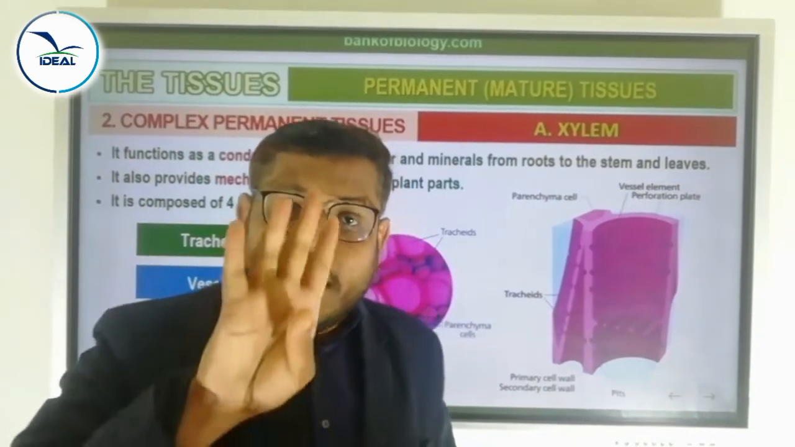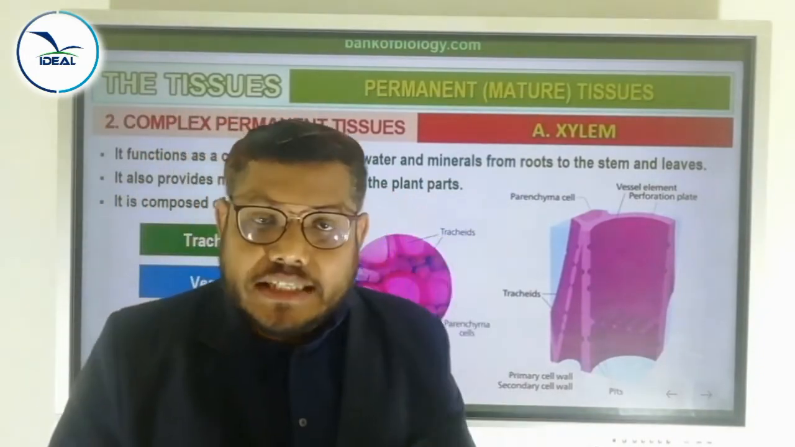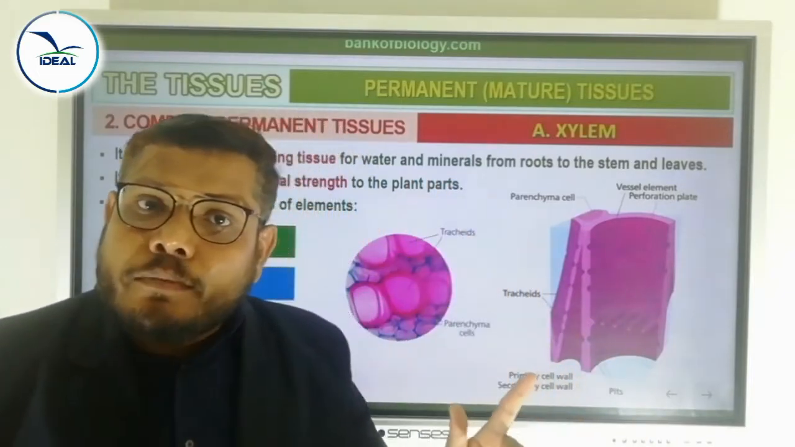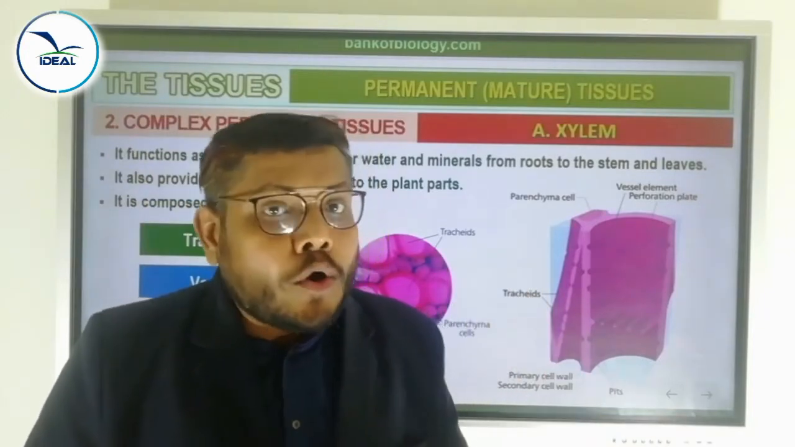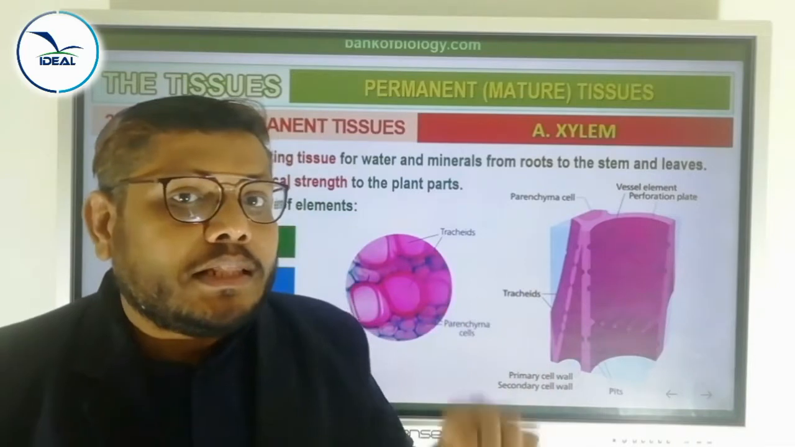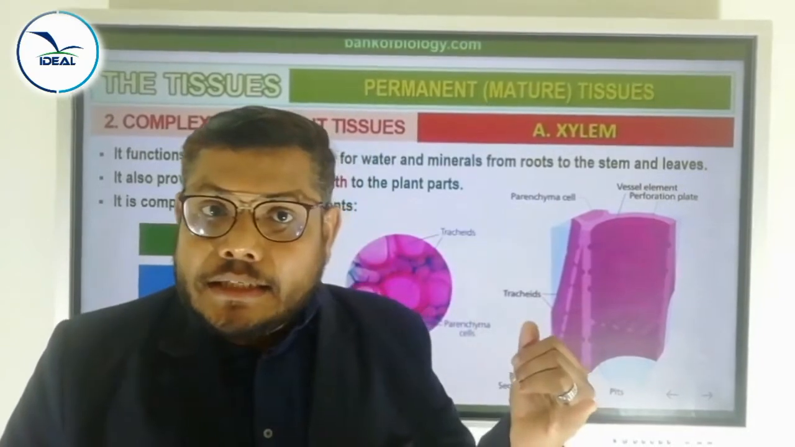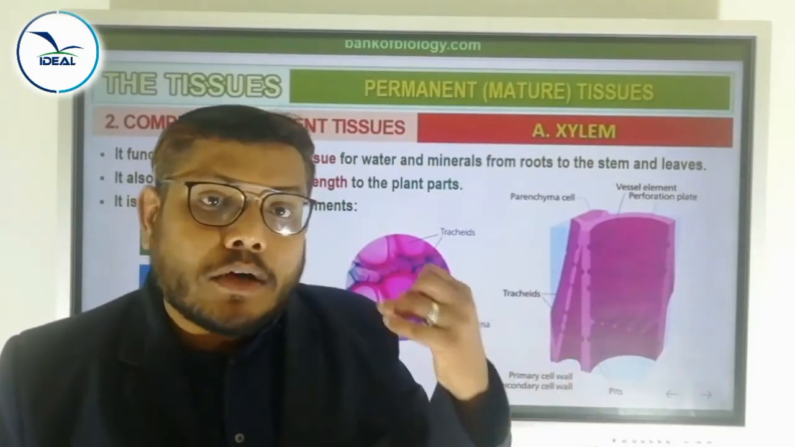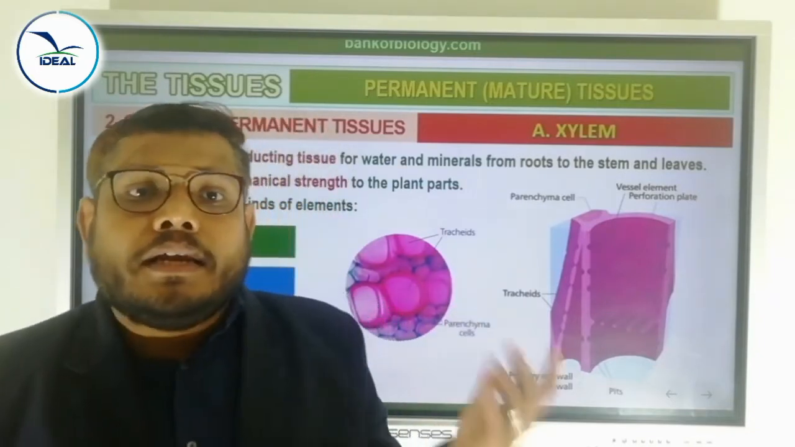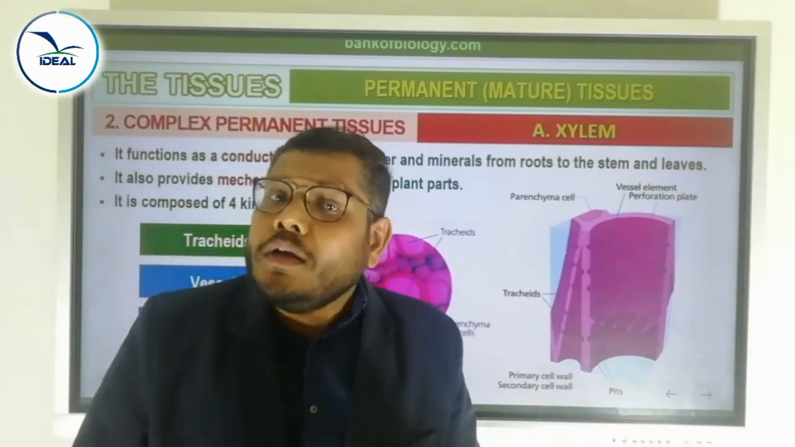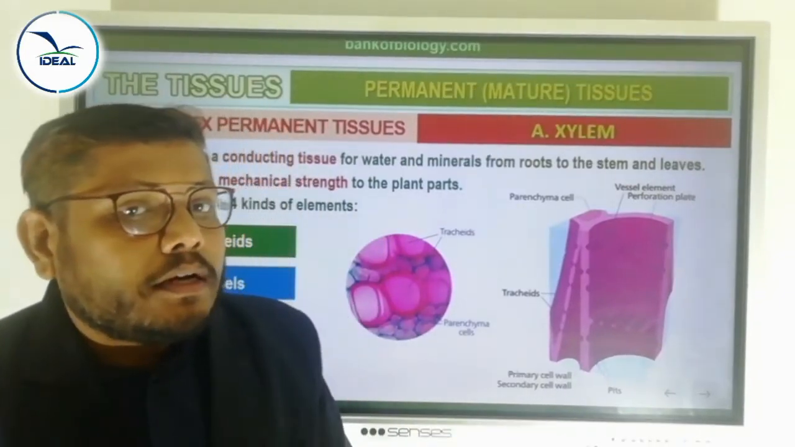Xylem consists of four important components. One is called tracheids, another is called vessels, another is called xylem fibers or wood fiber, and another is called xylem parenchyma, or we can call it wood parenchyma. These are the four components present in where? Xylem. So here we are discussing them one by one.